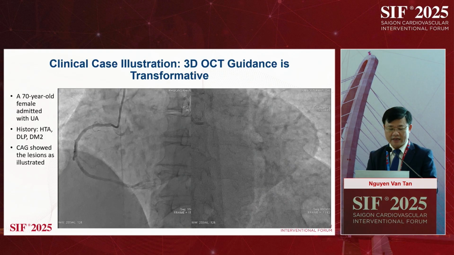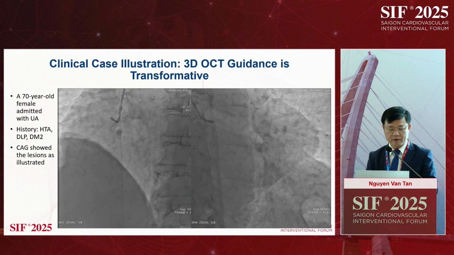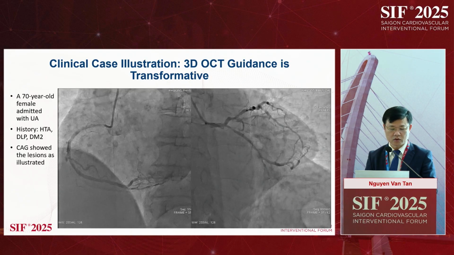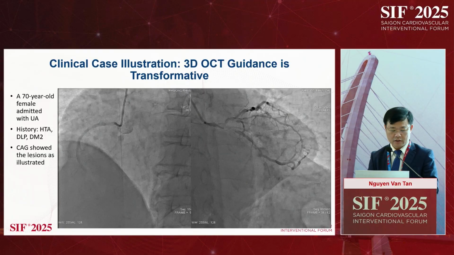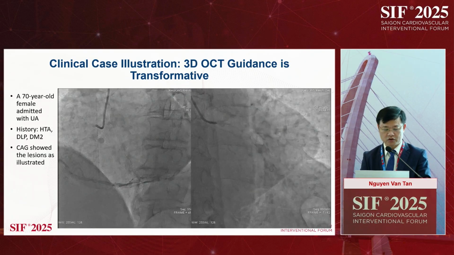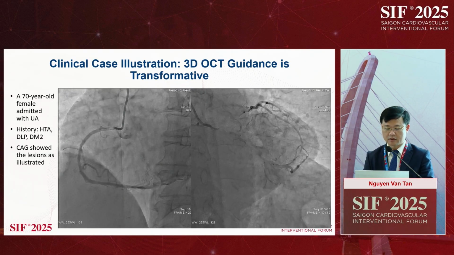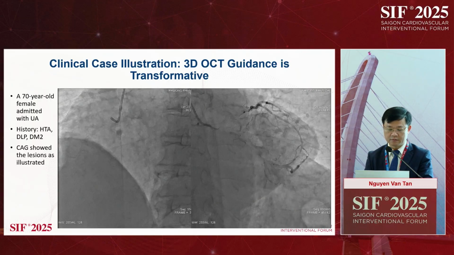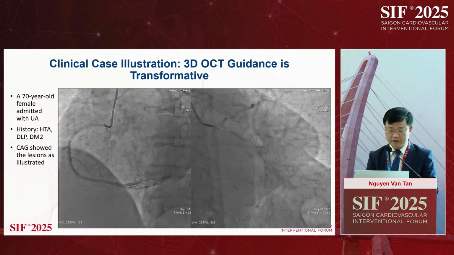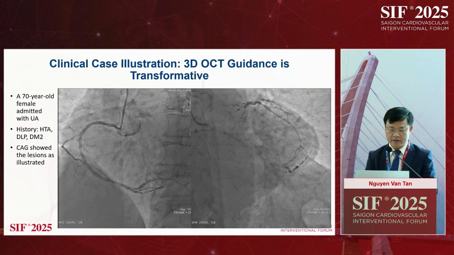I want to show my case. It's a 70-year-old female admitted with chest pain. History of hypertension, dyslipidemia, and diabetes. She showed the lesion as in the picture on the right, and on the left side maybe a lesion in the ostial LAD and a long lesion from the mid LAD to the distal LAD, maybe calcified.